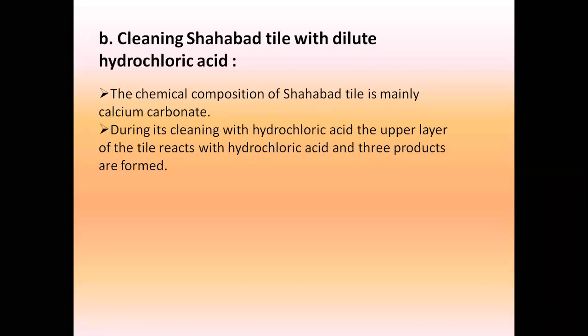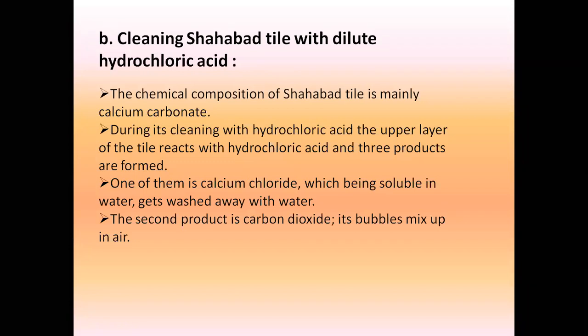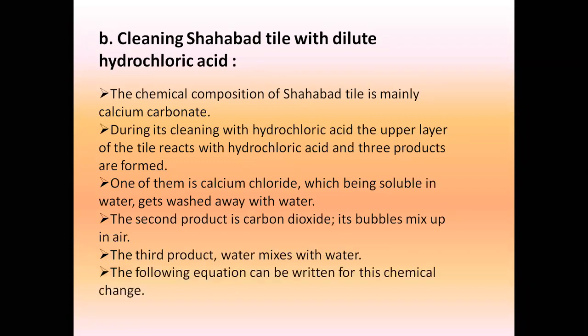Shahbad tile, I said, is mainly made up of calcium carbonate. Then its cleaning is done with the help of hydrochloric acid. We get three products, namely calcium chloride, carbon dioxide and water. Let's see what the word equation for the same is.